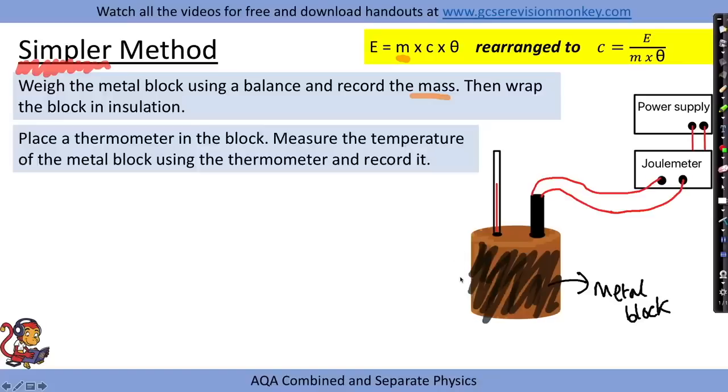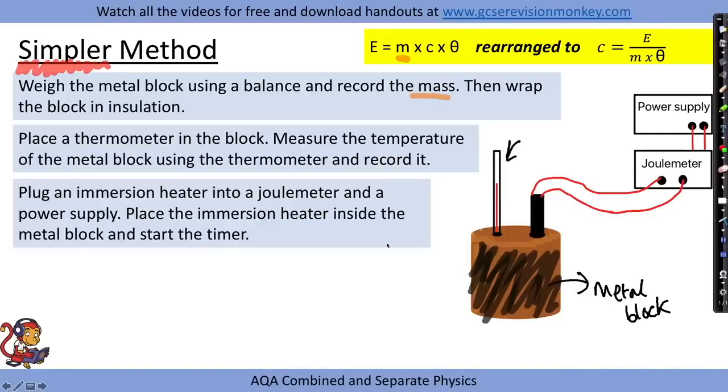Next, we place a thermometer in the block, and we need to measure the temperature of the metal block using the thermometer and record it. So this is our starting temperature. We then put an immersion heater, which is this heater here. We call it an immersion heater because you put it inside a substance, you immerse it in the substance. We need to plug that into a joule meter over here, and then plug it into a power supply. This joule meter here will give us our energy transferred to the block.